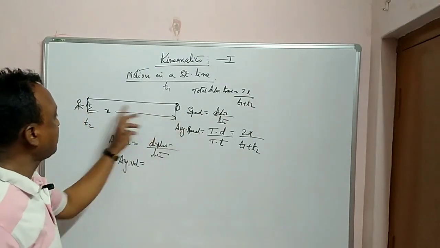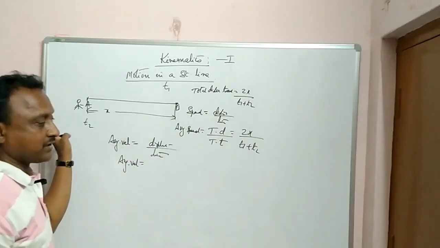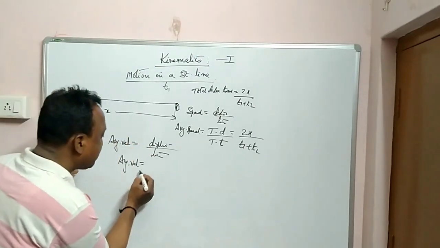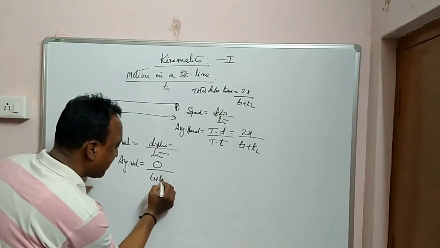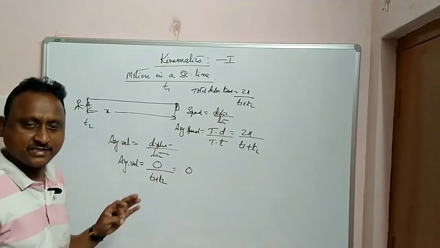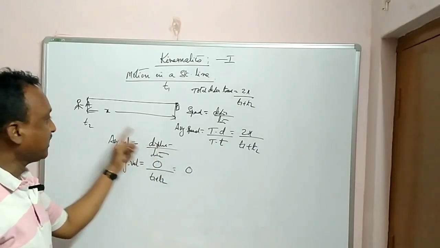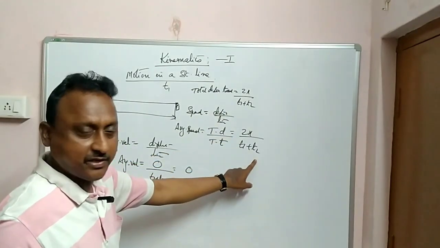From A to B how much displacement happened? x. Again from B to A how much did he go? x. So the body has come to the original position. So what is the total displacement? 0. Total time t1 plus t2. Therefore 0 by anything is 0, so here what is the average velocity? 0. So in this question, average speed is 2x by t1 plus t2.